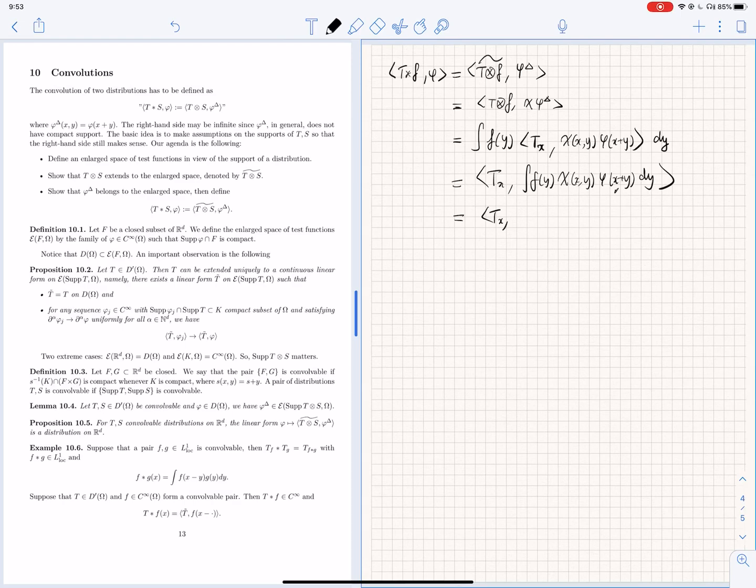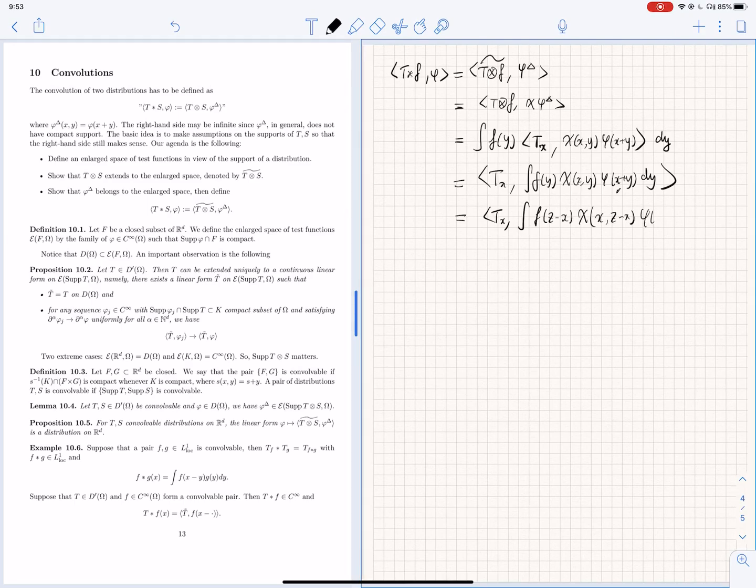so that it becomes the integral of f of z minus x, chi of x, z minus x, okay, and phi of z, dz. And that's it. All right. So we apply again, interchanging the order of integration and the bracket.